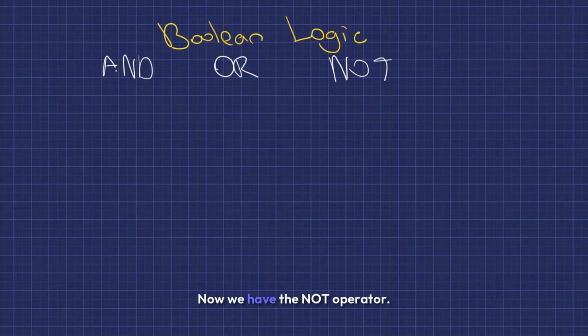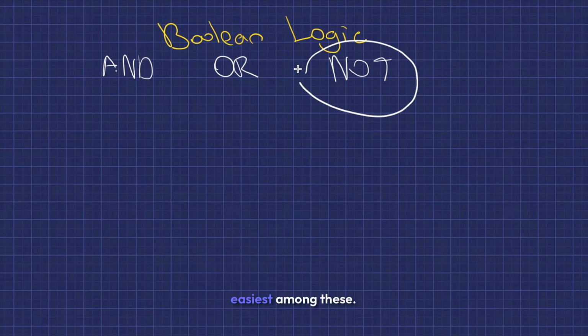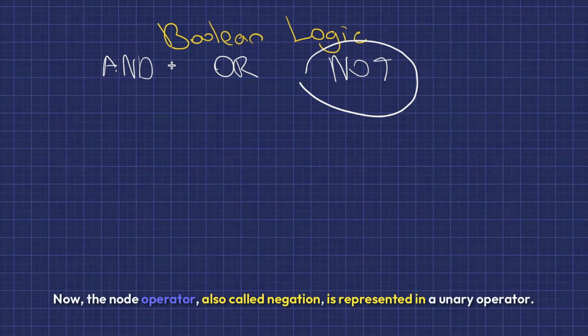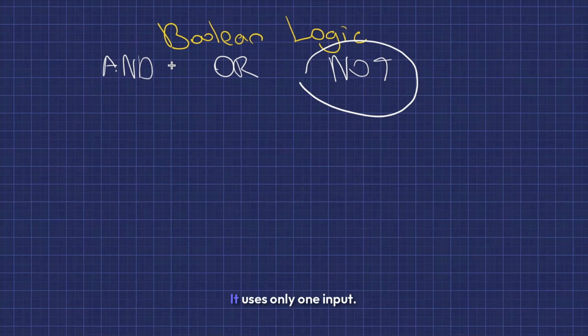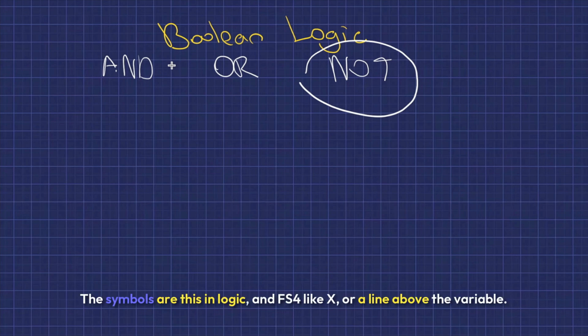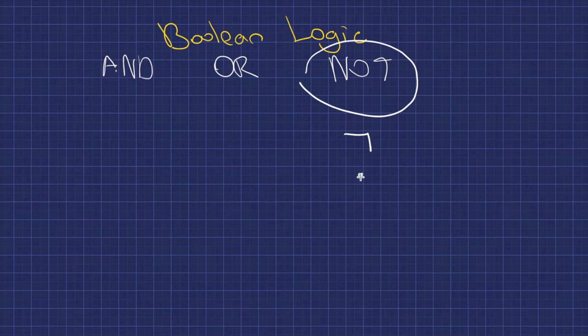Now we have the NOT operator. I would say that the NOT operator is the easiest among these. The NOT operator, also called negation, is a unary operator. It uses only one input. The symbols are this in logic, and often for X, a line above the variable.